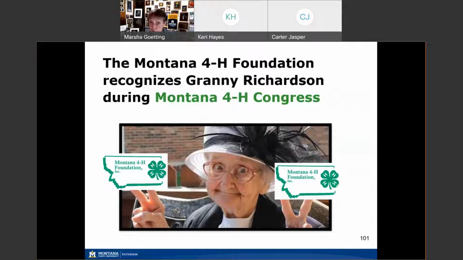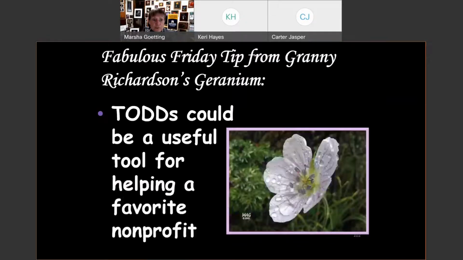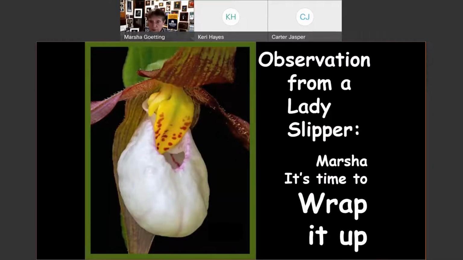And then I'm sure the 4-H Foundation is going to recognize Granny Richardson for her donation because that would be a substantial one. As a matter of fact, you may have heard that MSU got a really whopping $101 million for the nursing program at MSU. So I'm waiting for somebody to do something similar for the 4-H program. Wouldn't that just be great? Just think what they could do. So TODs could be a useful tool for helping your favorite nonprofit.